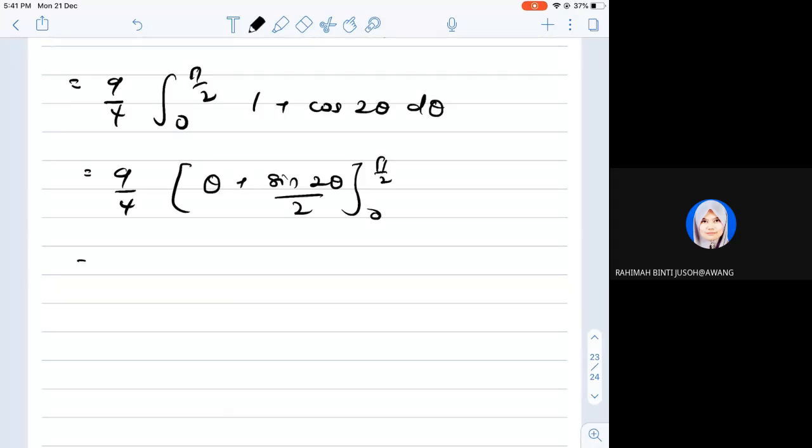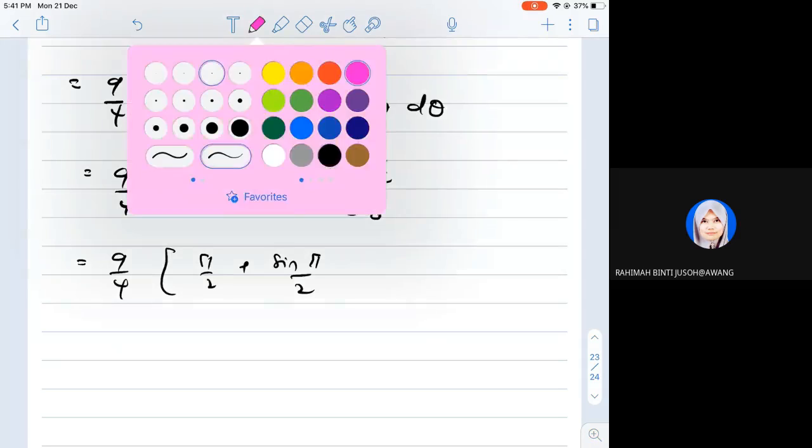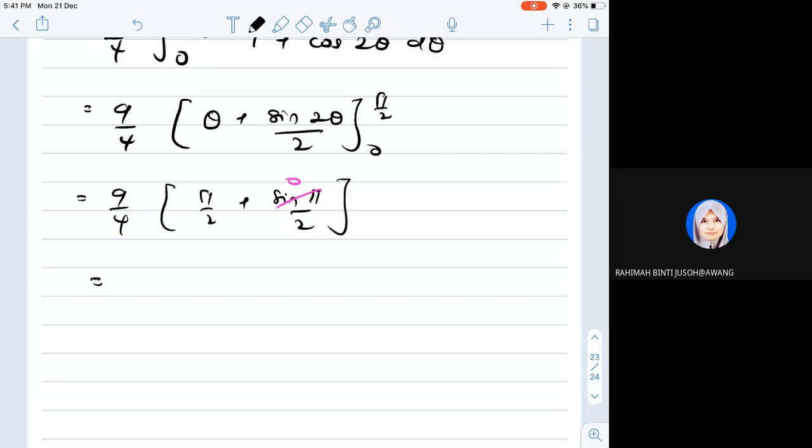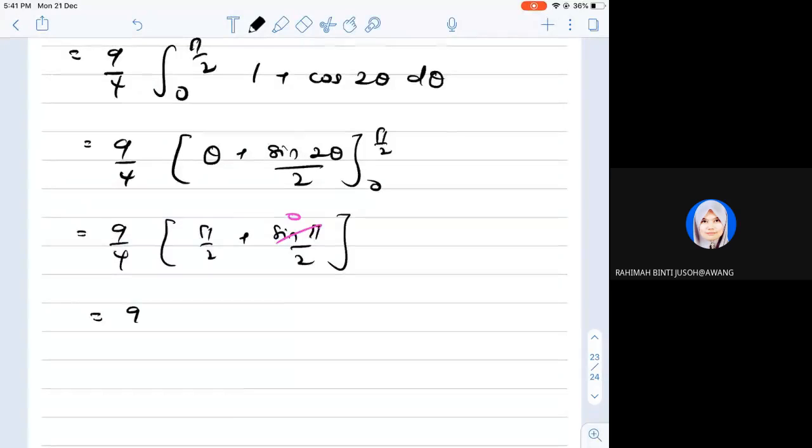So we will have 9 over 4, substitute pi over 2 plus sin pi over 2. Two times pi becomes sin pi, so this is zero. And then minus zero, substituting 0, there is nothing. So we will have 9 pi over 8. This answer is correct. 9 pi over 8. Question number 13. Yes, okay, so 9 pi over 8.